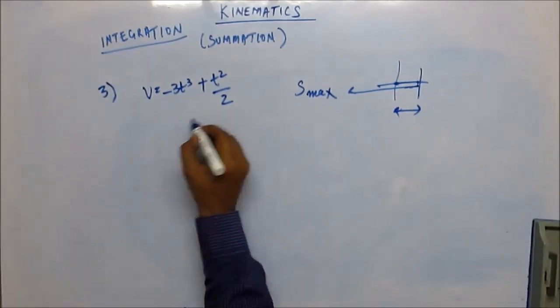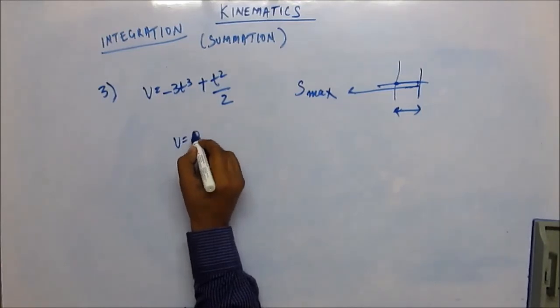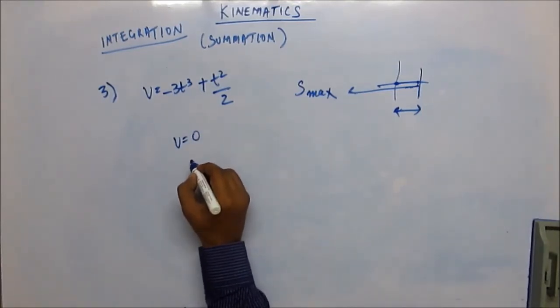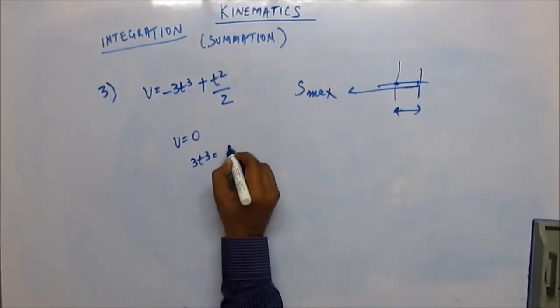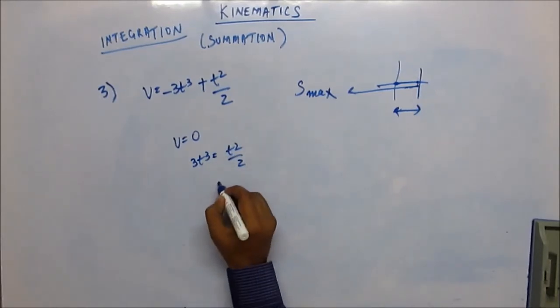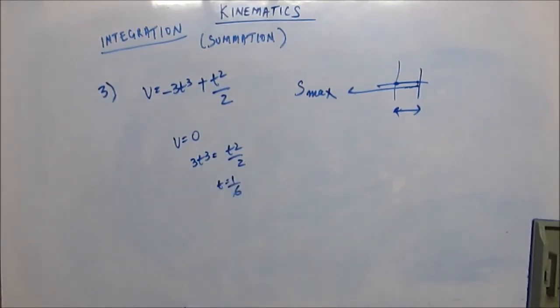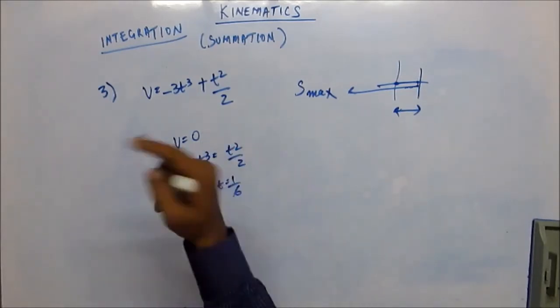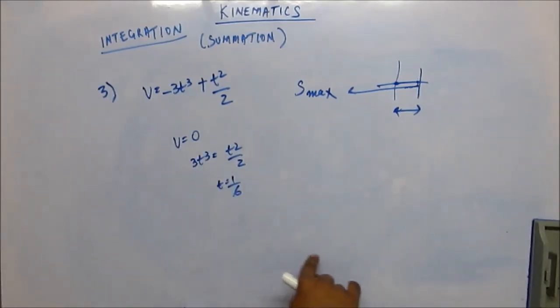Now let's see, velocity becomes 0. V is equal to 0 at what point? When 3t cube becomes t square by 2. That means t becomes 1 by 6. It's simple. At t is equal to 1 by 6, the displacement will be maximum. And then find the displacement. You just have to find the expression for displacement and put t is equal to 1 by 6.